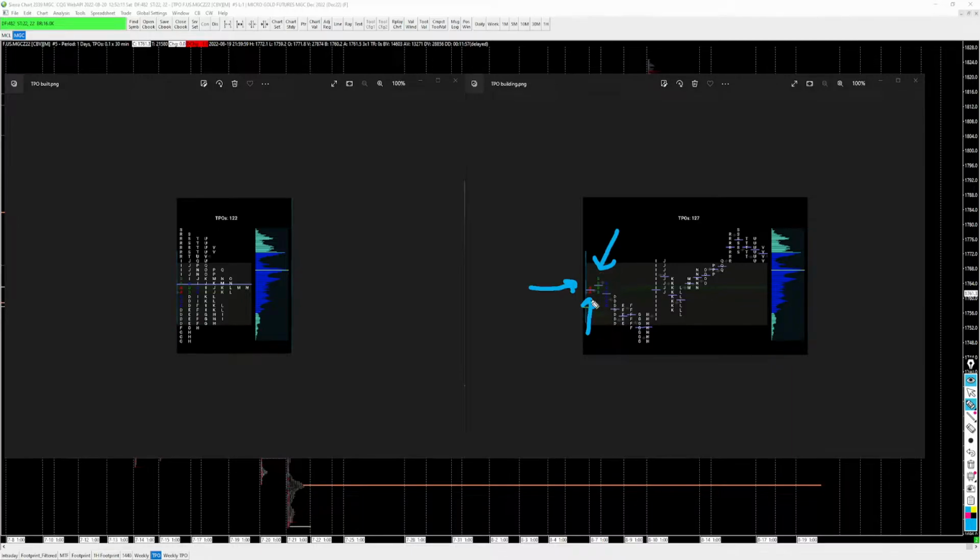The main thing to take away is that each one of these letters represents a 30-minute time period and the different levels at which it trades there.